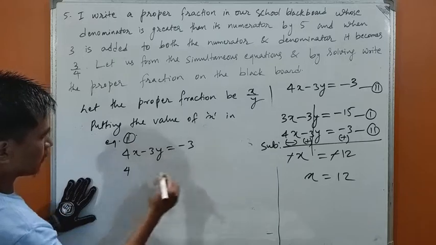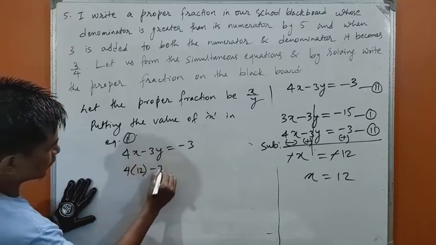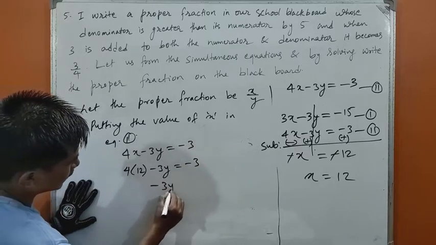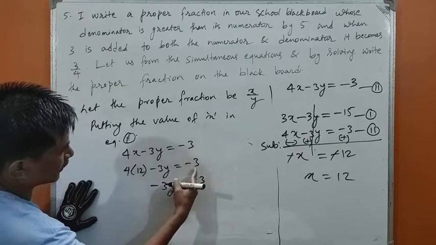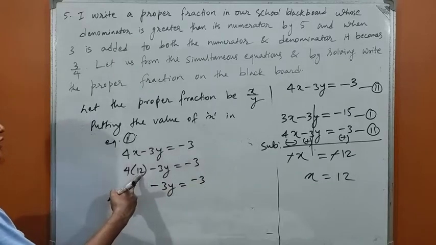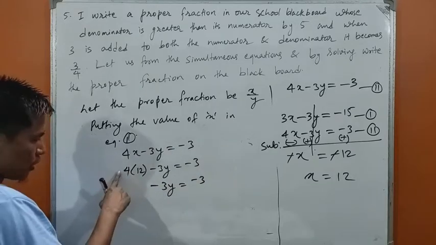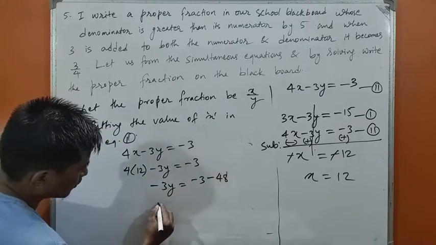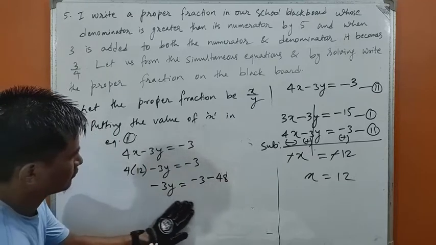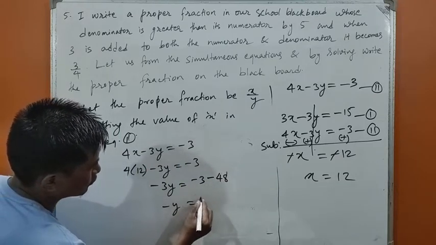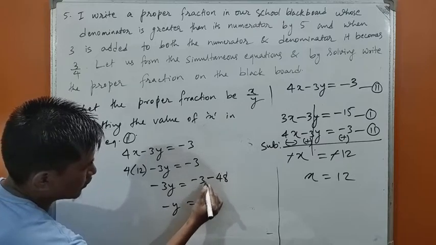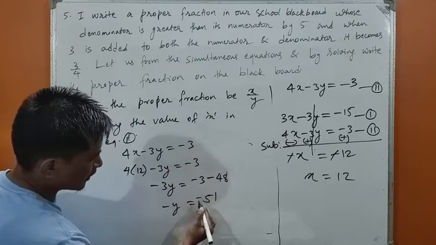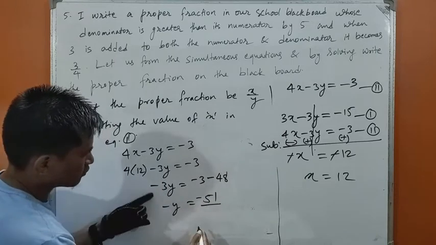So 4x minus 3y equals to minus 3. 4 into x means 12. 12 minus 3y equals to minus 3. So 4 12s are 48, isn't it? Plus 48, if you take to the right hand side, it becomes minus 48. Minus 3y minus y equals to 48 and 3. Both are negative, so we must add them. That is 51, isn't it?